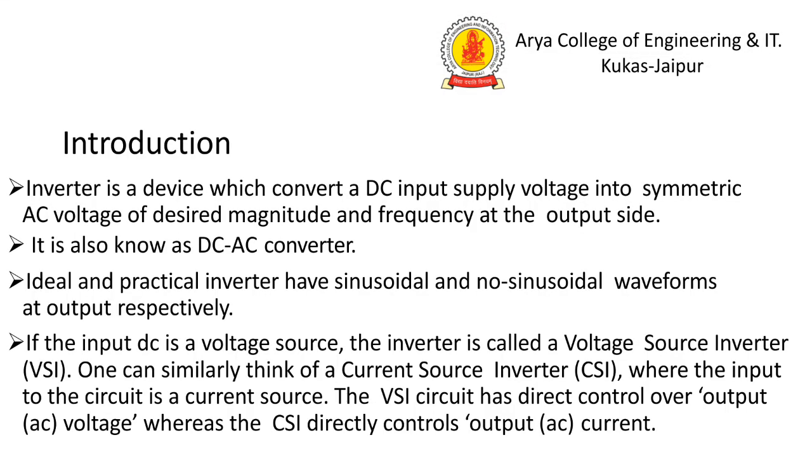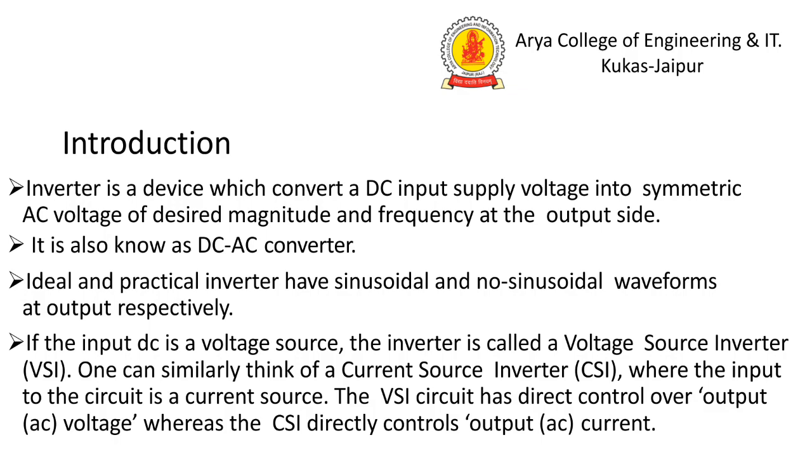Introduction. An inverter is a device which converts DC supply into AC supply, with voltage of desired magnitude and frequency at the output side. It is also known as a DC to AC converter. Ideal and practical inverters have sinusoidal and non-sinusoidal waveforms at the output respectively.